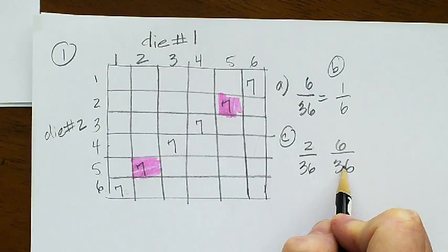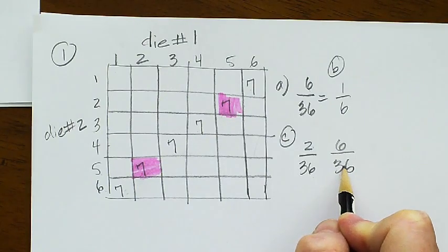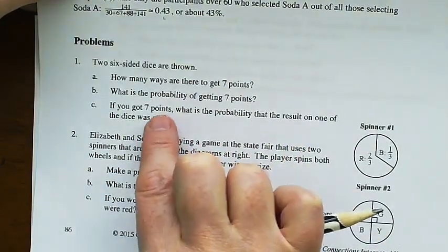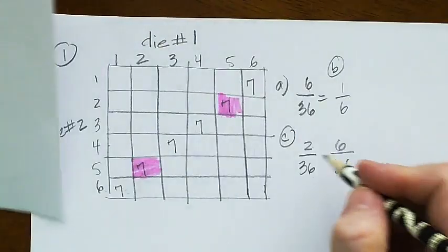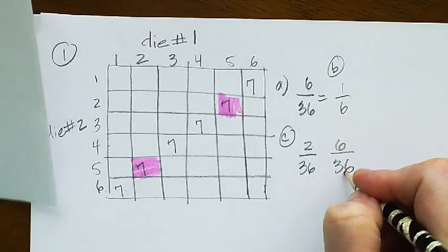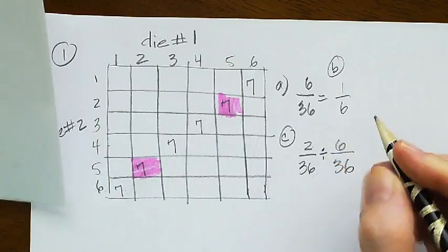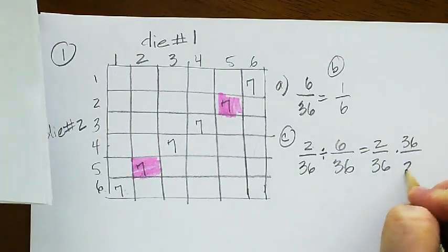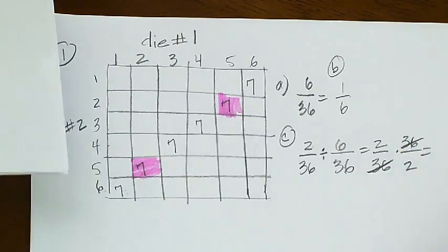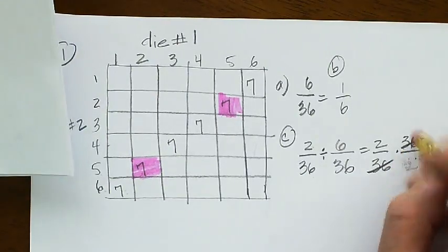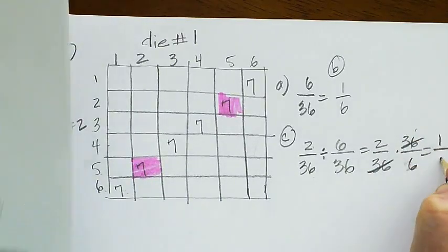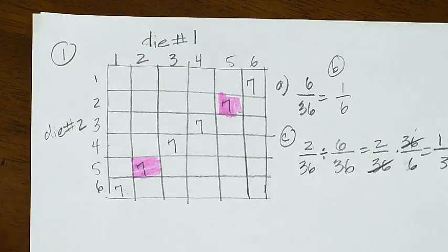So this is the probability of getting 7 points, and they're asking what's the probability that the result on one of those is 5 if you got 7. So it's 2 out of 36 divided by 6 out of 36. So that would turn into 2 over 36 times 36 over 6, which would be 2 over 6, which would reduce to 1 over 3.